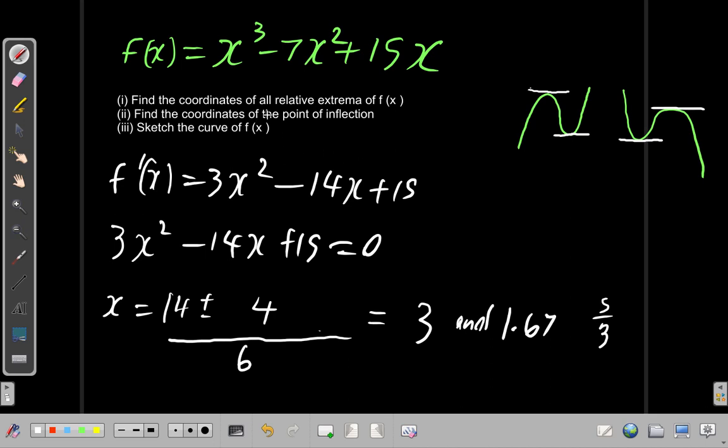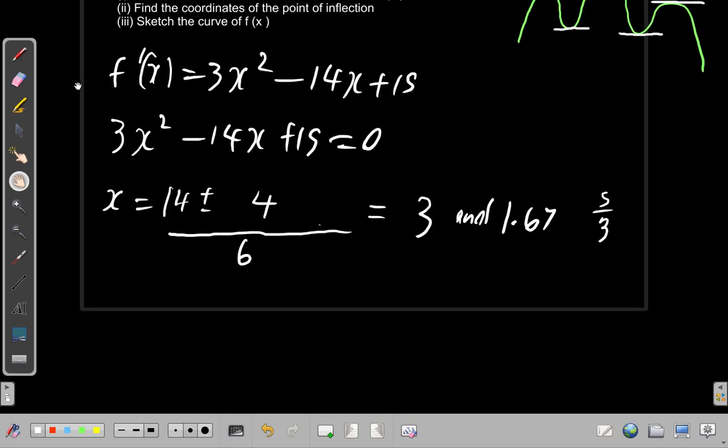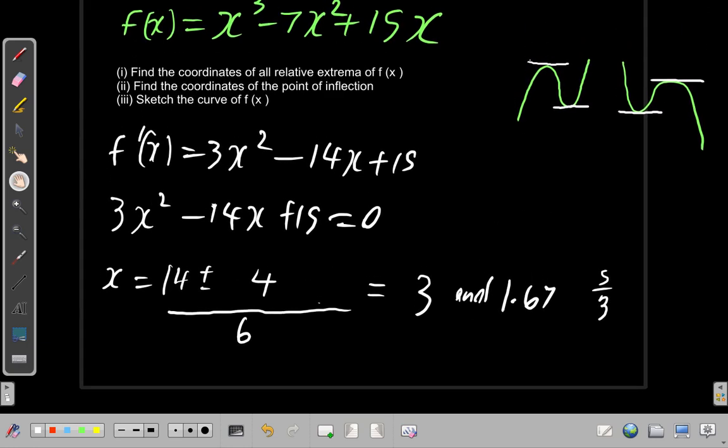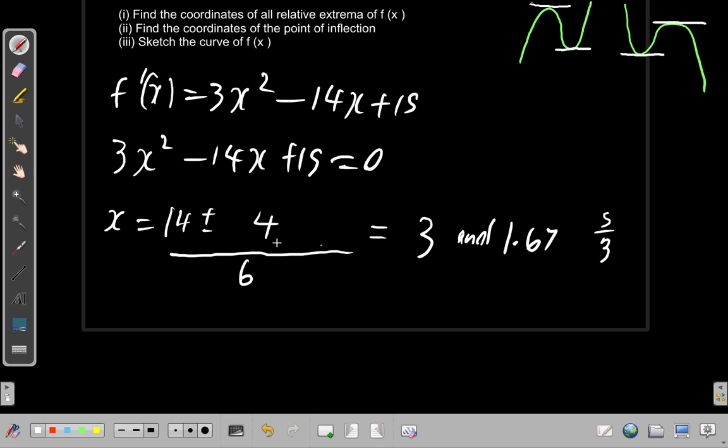But you're asked to find the coordinates. Since you're asked to find the coordinates, you're going to find the value of y where these are located. So let's go up a little further and calculate the y values. All right, so here for x equal 3, well, I said y values, but in this case it says f of x, so let's call it the f of x values.